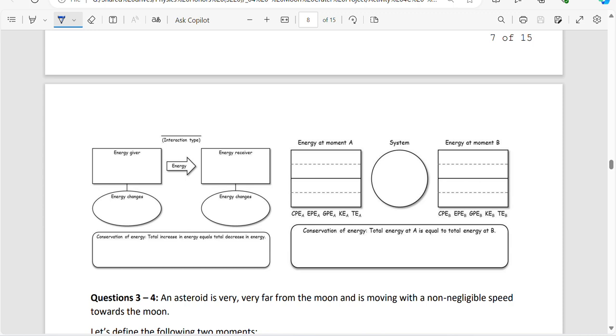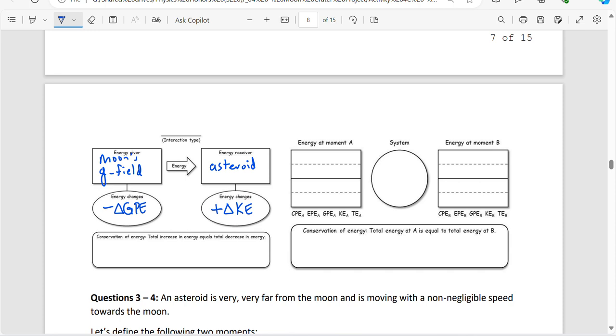In this, we have an energy giver and an energy receiver. The energy giver is the moon's gravitational field, and that field is giving energy to the asteroid. That's what's speeding it up. So in other words, we have a negative change in gravitational potential energy and a positive gain in kinetic energy. So that's going to start us off.